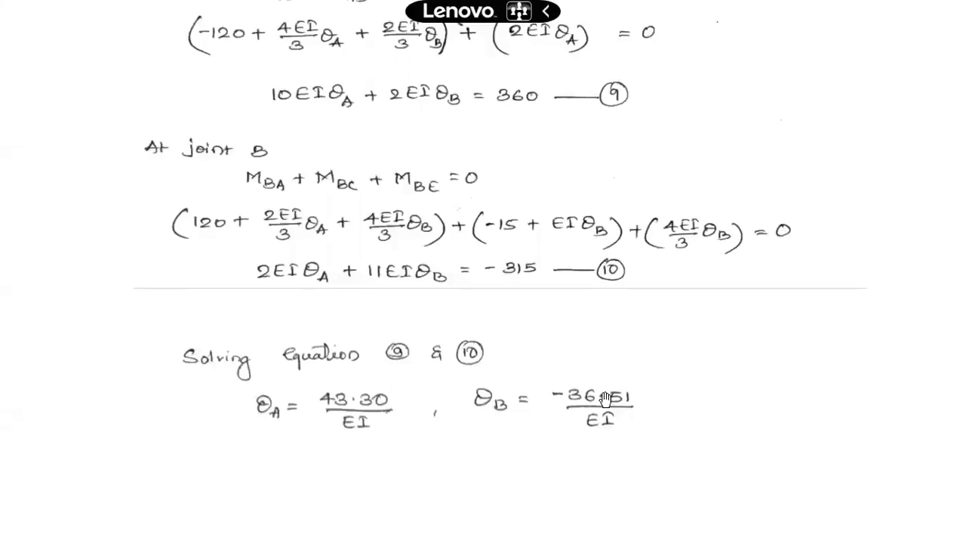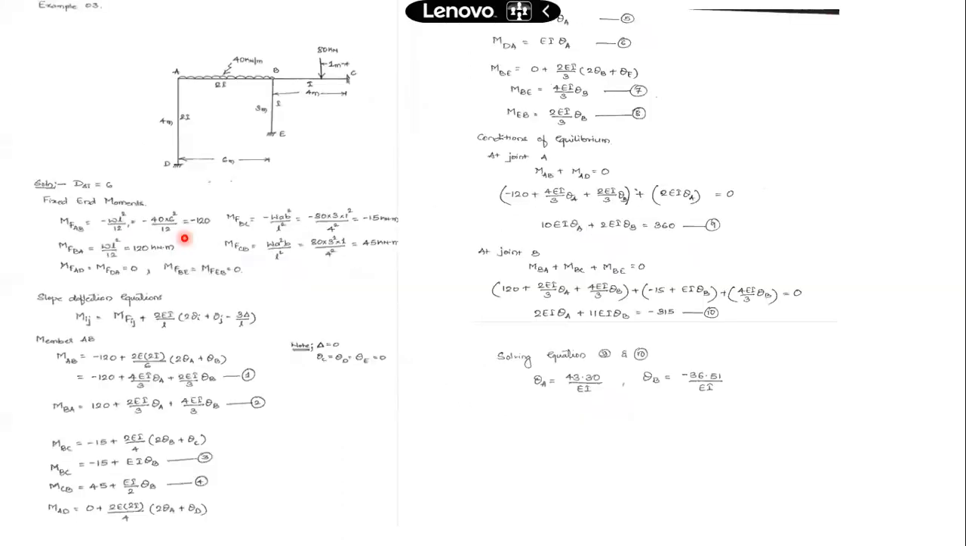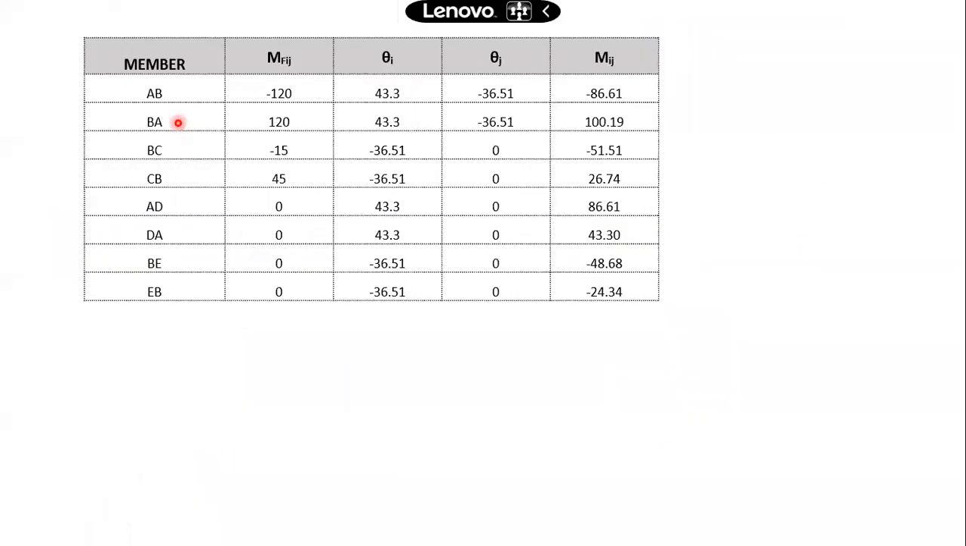Theta B is minus 36.51 over EI, anti-clockwise rotation at B. So these are the values of displacement at joints A and B. Theta A is rotated in clockwise direction, and joint B is rotated in anti-clockwise direction. Values are here. So you have to put these values in the slope deflection equations to get the moment values. So these are the values of moment that you obtain.